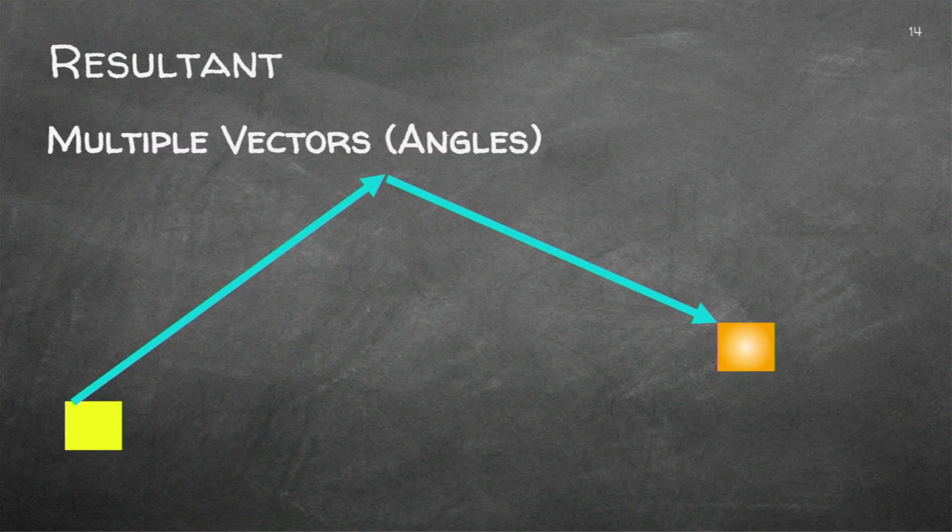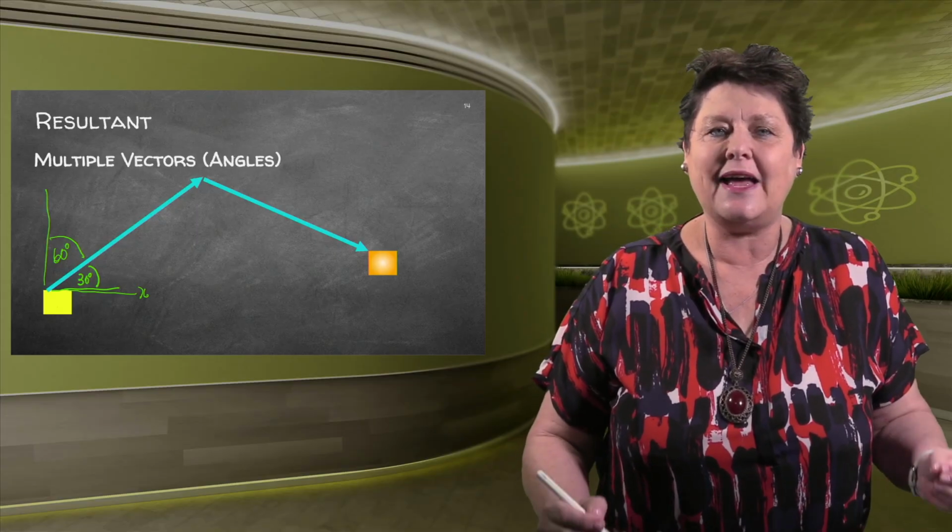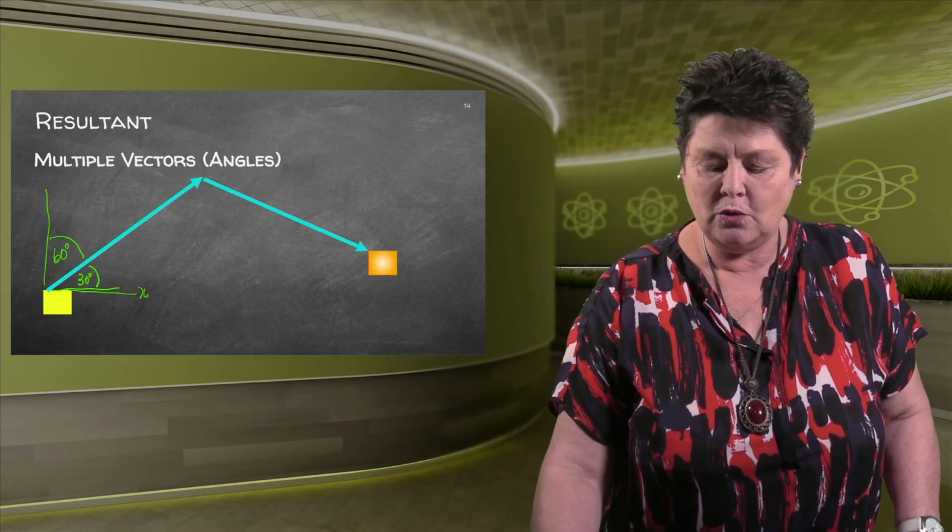What happens here? I've got this block and I'm pulling it at an angle of, let's say, 30 degrees with the horizontal x. Or you could have said 60 degrees from the vertical. Remember, we can use any angle as long as you mark the angle clearly and the teacher and the examiner can see what you are meaning.